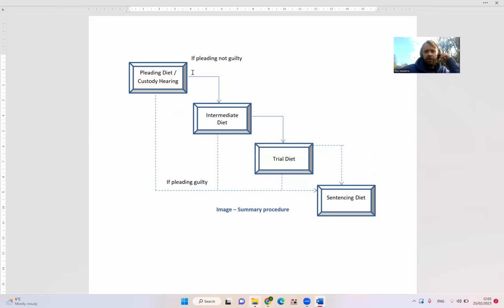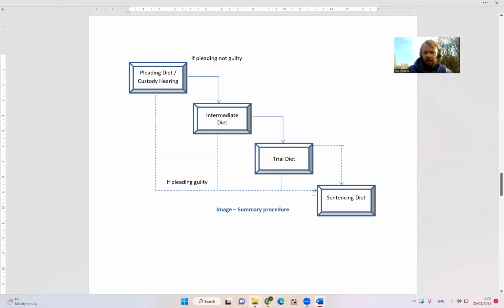This is a procedural hearing, so no evidence is led in this hearing, and it serves basically two purposes. The first purpose is to ask the accused how he pleads to the charges, guilty or not guilty. The second thing discussed is whether the accused can get bail or not pending trial. If the accused pleads guilty, then he can be sentenced there and then, or, as you can see in this dotted line here, the case can be adjourned for a separate sentencing diet or sentencing hearing.